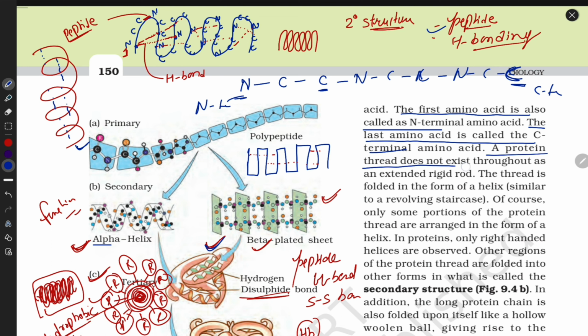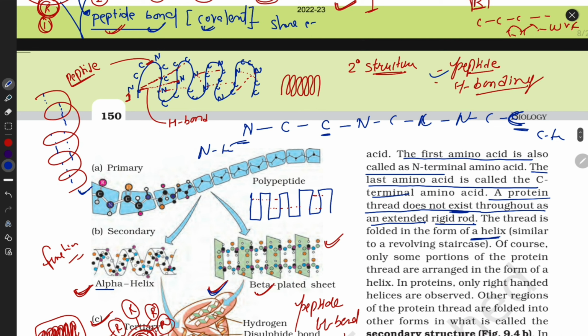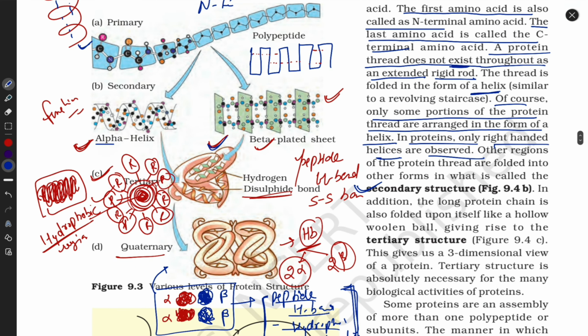A protein thread does not exist throughout as an extended rigid rod. They do not exist in this form. They have to coil. They make a helix. Of course, only some portion of the protein thread is arranged in the form of a helix. In protein, only right-handed helices are observed. We call it secondary. The text directly tells me, it doesn't say anything about peptide bonds or hydrogen bonding, but I explain everything.